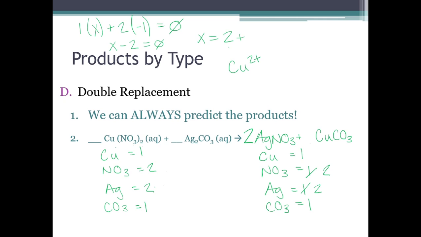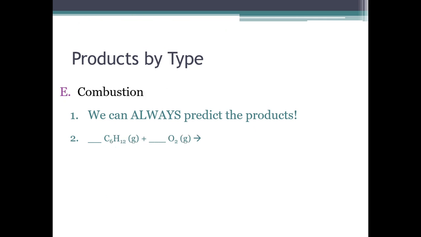All right, our last type of reaction is combustion, and we can always predict the products because they are always the exact same thing. This one's really easy. Combustion always has products of carbon dioxide and water. All we have to do is balance this. So we've got carbon, hydrogen, oxygen, carbon, hydrogen, oxygen. Over on our reactant side, we have 6 and 12 and 2. Over on our product side, we have 1 and 2, and don't forget to add our oxygens together. 2 plus 1 is 3.